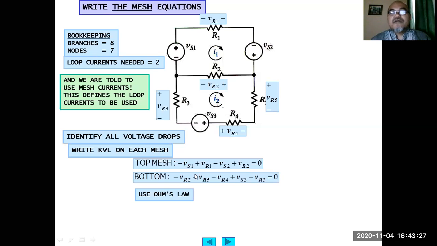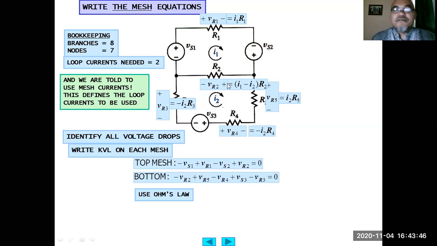Then we use Ohm's law. We replace VR1 using loop current I1. Then VR2 using the loop currents that flow through R2, which is I1 minus I2, and similarly with the second equation. So VR1 equals I1 R1. VR2 here is measured from this relative to this. So here the current flowing into this terminal is I1, right?